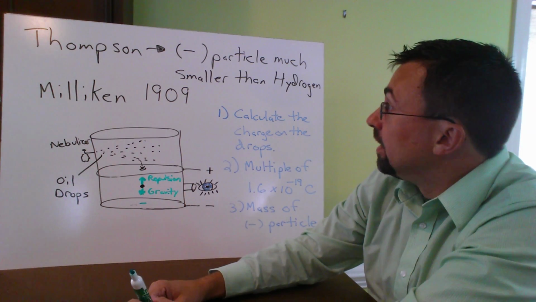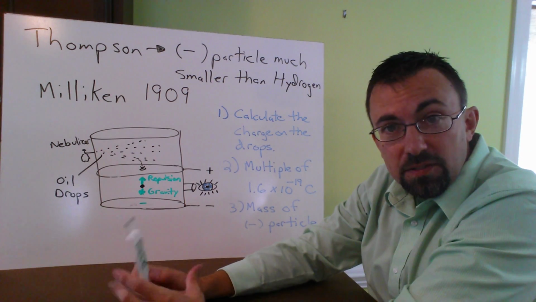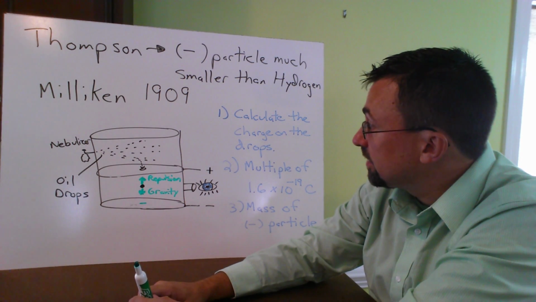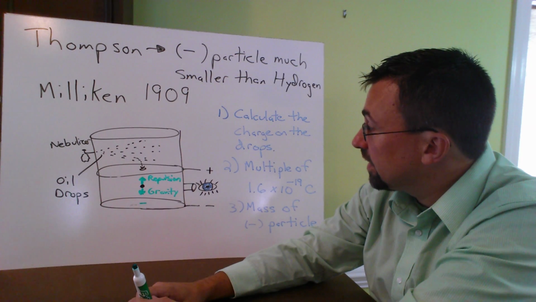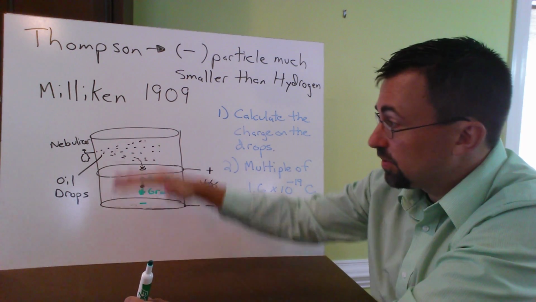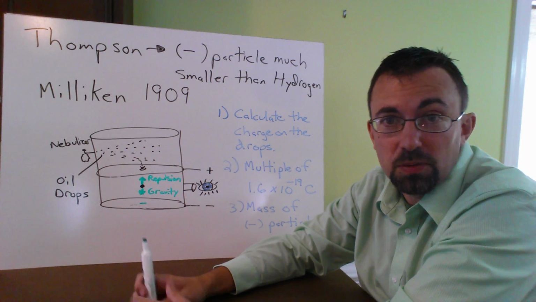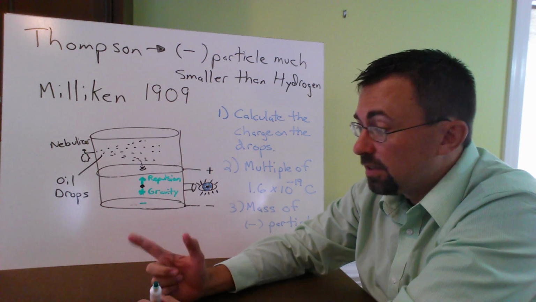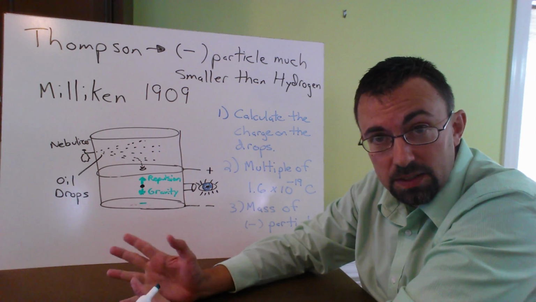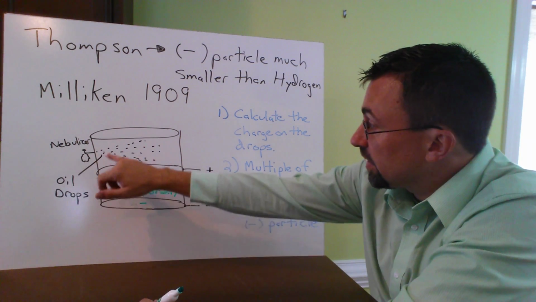Okay. So let's go to Millikan, 1909. So we're going to fast forward a dozen years. All right. So this is supposed to be a can with 3 layers to it. So we're going to take a nebulizer, fancy word for perfume bottle, cologne bottle. You're going to spray it out so you get a really fine mist. That's called nebulizing.